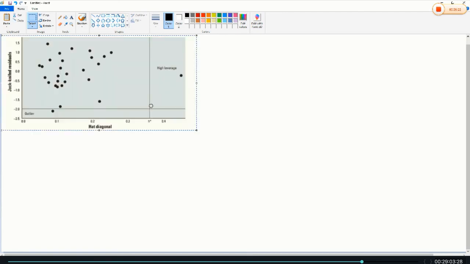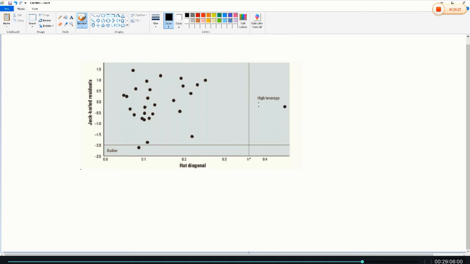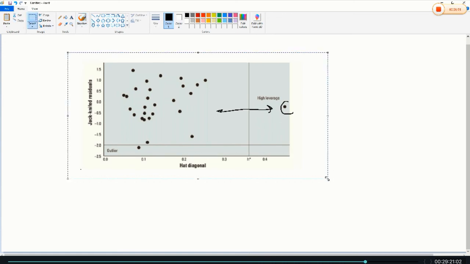So for example, you have this here. This would be a high leverage point. As you can see, the x value is a lot farther away from the other values. Both of these you should keep in mind as influential points. Now we can look at transforming data in nonlinear regression.